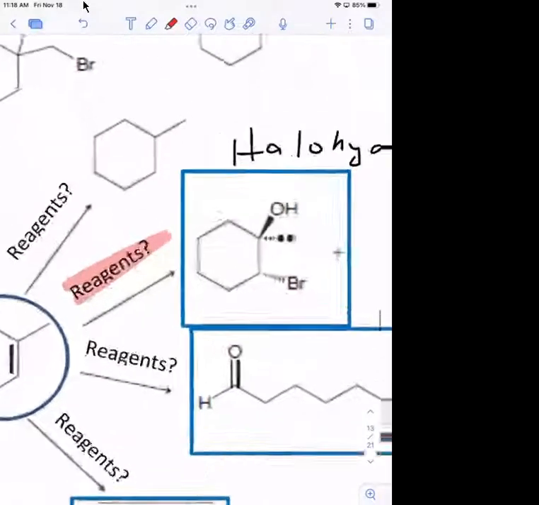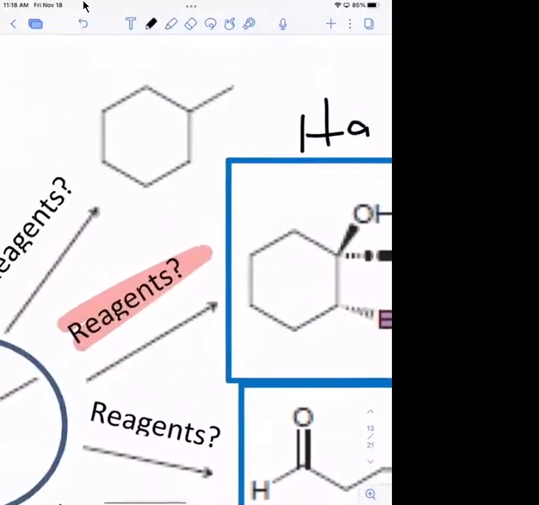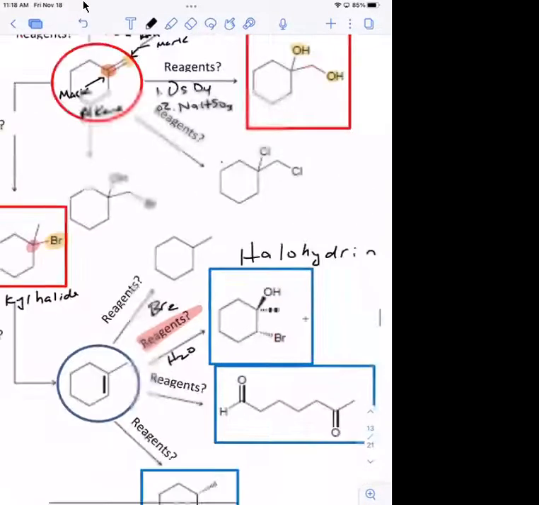Br2 and H2O. Excellent. So bromine with water as the solvent. Let me put it under the arrow. Right, good. That's exactly right. Halohydrins follow the same mechanism as halogenation. The only difference is how the bromonium ion, the intermediate, gets popped open.